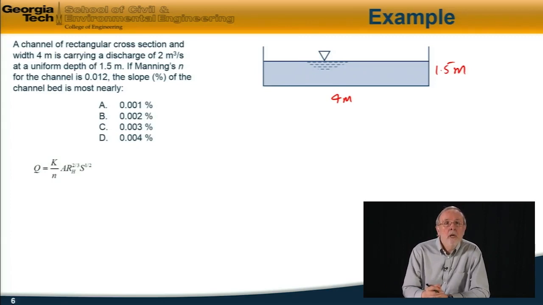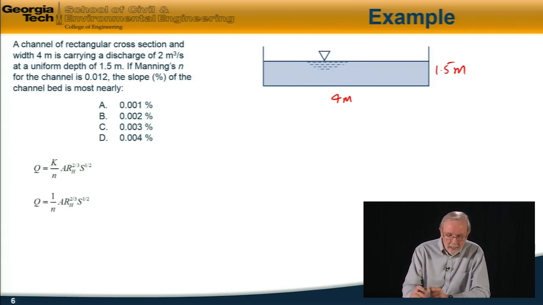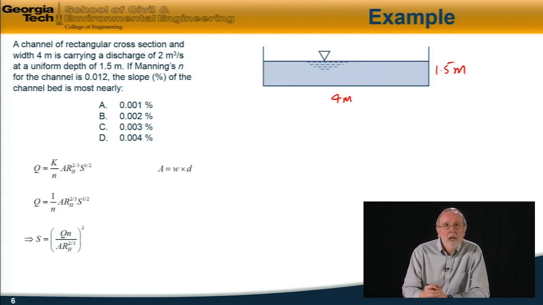So here's the solution. We begin with Manning's equation in terms of volume flow rate, and because we're working in SI or metric units, the value of K is 1, so the equation becomes as shown here. In this case, we're trying to calculate the slope, so recasting that equation in terms of the slope, we have that expression. To calculate the hydraulic radius, first of all, we see that the area is the width times the depth, which is 6 square meters.